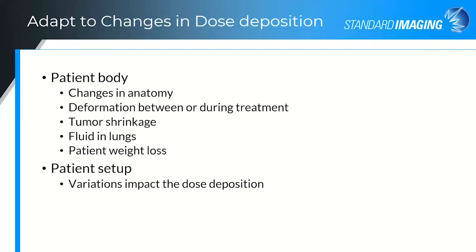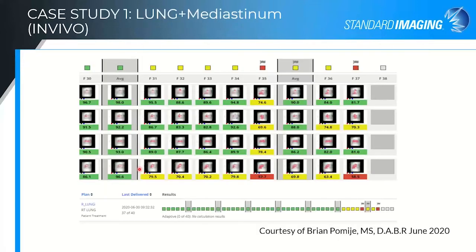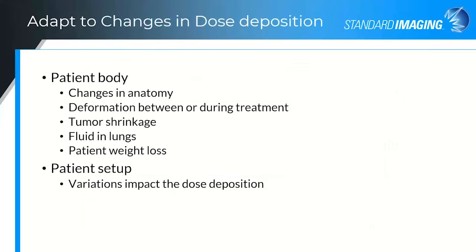So patient bodies are not rigid, and so it's important to have visibility into the anatomical changes that are occurring between or during treatment. The anatomy may deform between or during treatment due to such things as tumor shrinkage, patient weight loss, etc. Variation from the planned dose may also be introduced from variability in the daily patient setup. All of these aspects must be considered relative to the cumulative dose over the course of treatment and, of course, impact your dose deposition.